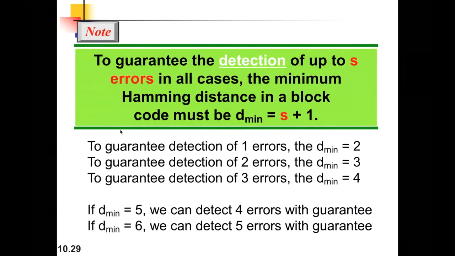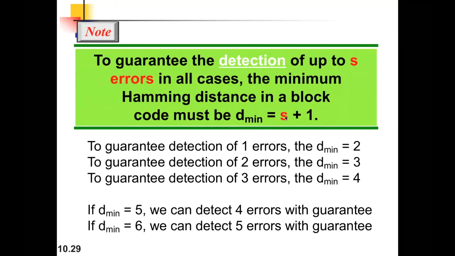Okay, the first step: if we have the minimum Hamming distance, how many bits of errors can we detect? The first objective is detection. If our minimum Hamming distance is d minimum, we can detect one fewer bit than the minimum Hamming distance. d minimum equals s plus 1, where s is the number of errors. So our minimum Hamming distance should be one more than the number of error bits.